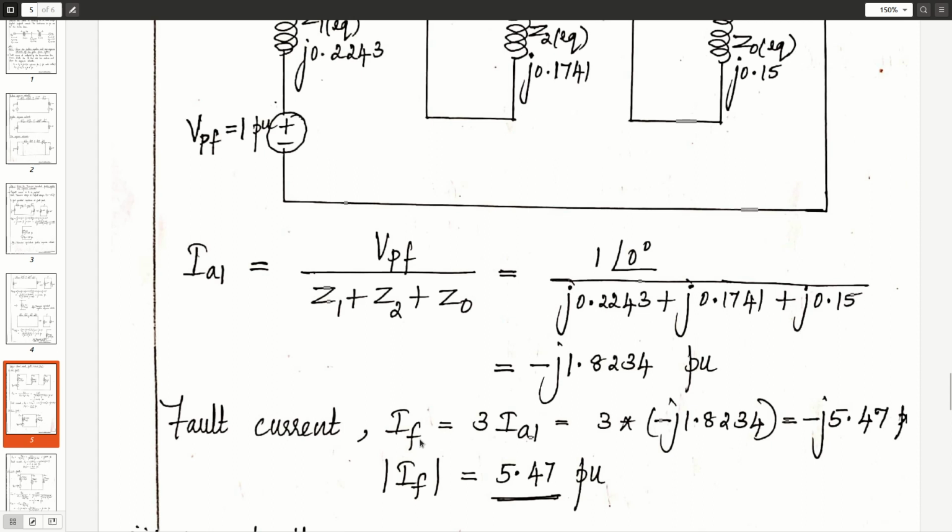Therefore, the fault current IF is equal to 3 IA1, which is minus J5.47 per unit. The magnitude alone of the fault current is 5.47 per unit. Since the generator ratings or the common base values are not given, no need to calculate the actual values of the fault current. Leave the answer in per unit.